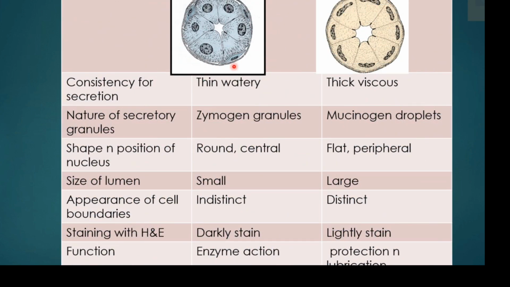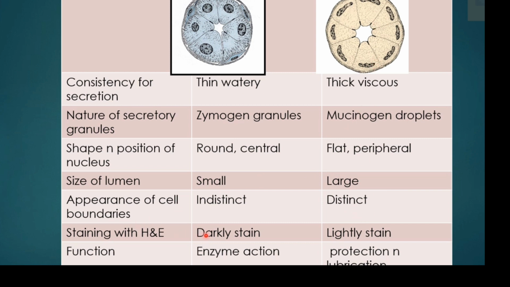So a little bit about the comparison. This is the serous cell, this is the mucus cell. Consistency of the secretion: thin, watery here; thick, viscous here. Nature of secretory granules: here zymogen granules are present; here mucinogen droplets are present. Shape and position of the nucleus: rounded and central, flat and peripheral. Size of the lumen is small, size of the lumen is larger. Appearance of the cell: boundaries indistinct in the serous and distinct boundaries in the mucus.